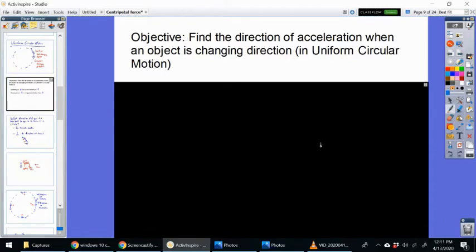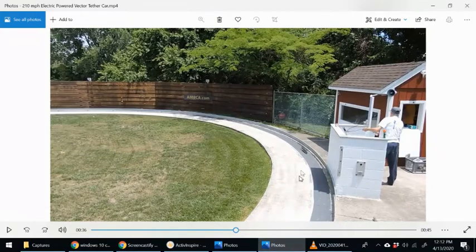Okay, so now that you have seen those two examples, it's time to answer the question with those two scenarios. What direction was the acceleration in both of those scenarios when these objects were traveling in uniform circular motion? Let's take a look at the first scenario again, where this car was tied to a string.